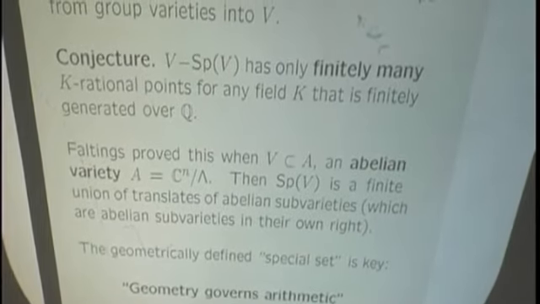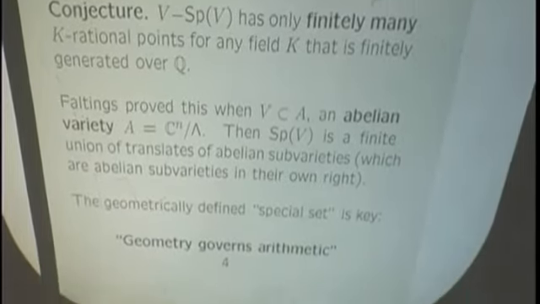And indeed, Faltings went on to prove this in the case of a subvariety of an abelian variety, in which case the special set is some finite union of translates of abelian subvarieties, which of course, if you move the origin, are themselves abelian varieties. So this special set somehow plays a key role.